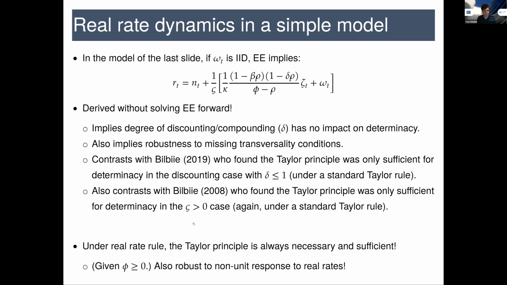This contrasts with results from the prior literature. For example, Bilby 2019 found the Taylor principle was only sufficient for determinacy in the discounting case when you have delta less than or equal to 1. And Bilby 2008 found the Taylor principle was only sufficient for determinacy when var sigma was positive. We don't have either of those restrictions. So we're still going to have the Taylor principle being necessary and sufficient, even if there's limited asset market participation, like in Bilby 2008, or even if there's the richer structure of heterogeneity in Bilby 2019. I show in the paper that this is also robust to having a non-unit response to real rates. As long as you respond approximately 1-for-1 to real rates, that's enough. It doesn't have to be precisely 1.